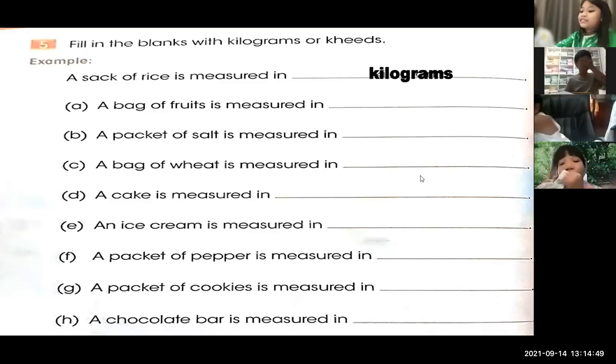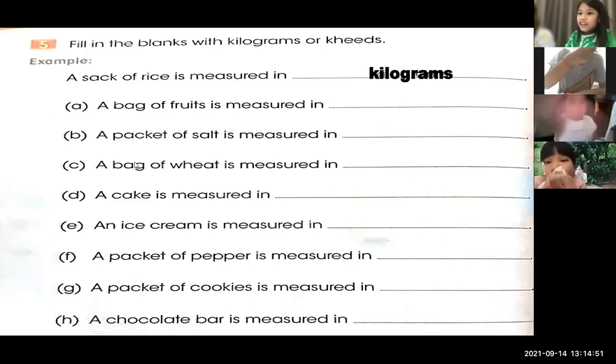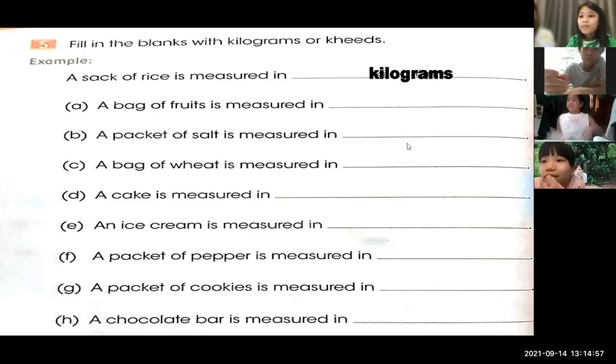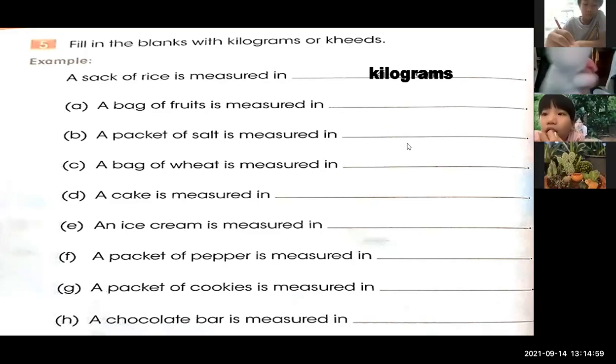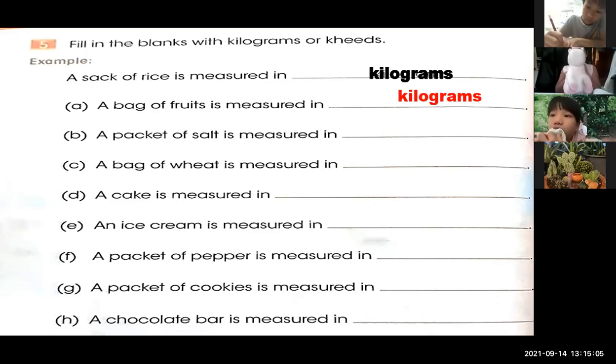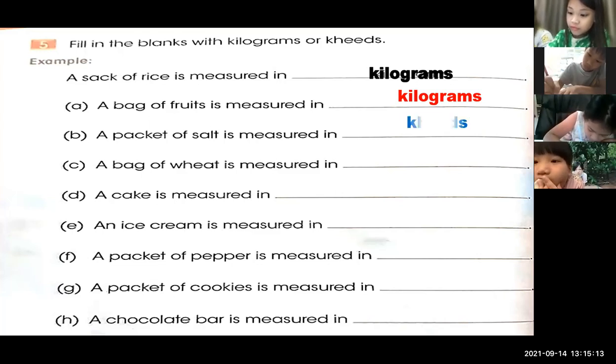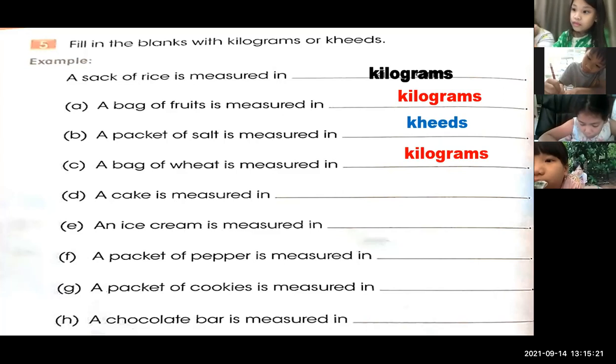Now here, letter A. A sack of rice is measured in kilograms. How about a bag of fruits? We weigh in kilograms. How about a packet of salt? Salt is only a small amount, so a packet of salt is in kids. How about a bag of wheat? A bag of wheat is measured in kilograms. A piece of cake.